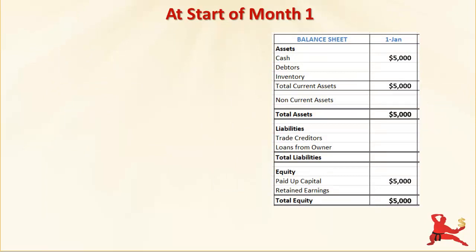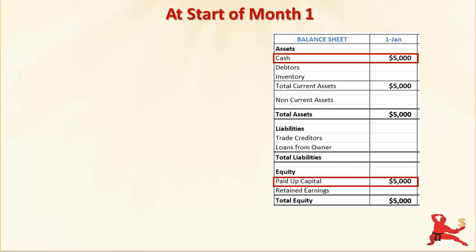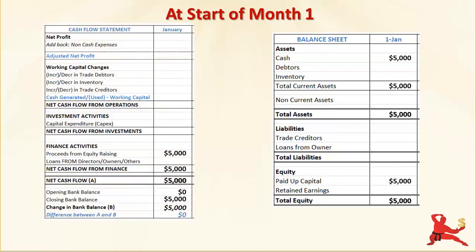Your balance sheet at the end of that very first day of business would show cash of $5,000 as assets and paid up capital of $5,000 as equity. And if you looked at the cash flow statement at the end of that very first day of business, it would show that $5,000 came in as proceeds from equity raising. That's the capital you put in. That's the only transaction that happened on this day. So the net cash flow would be $5,000.